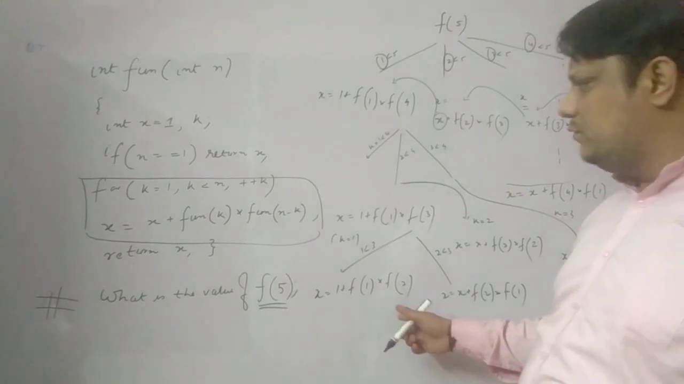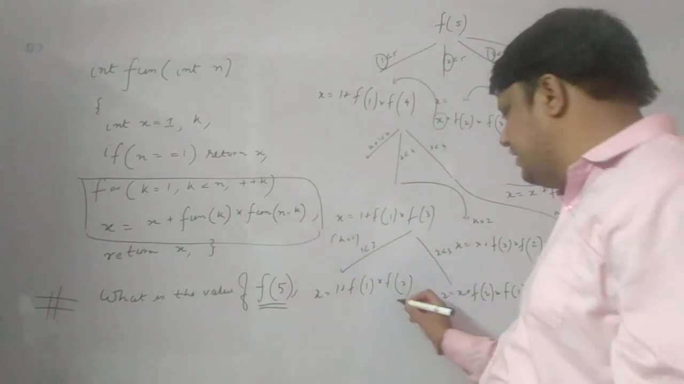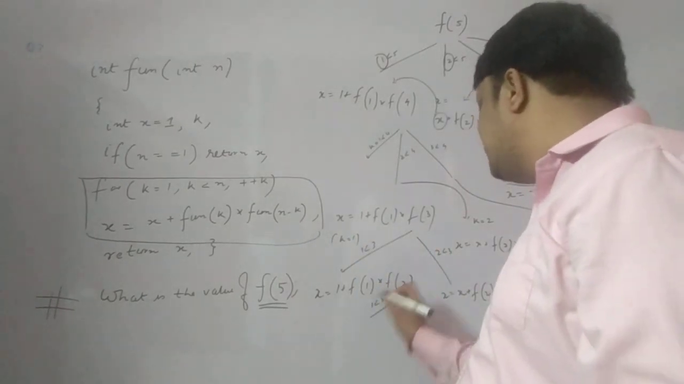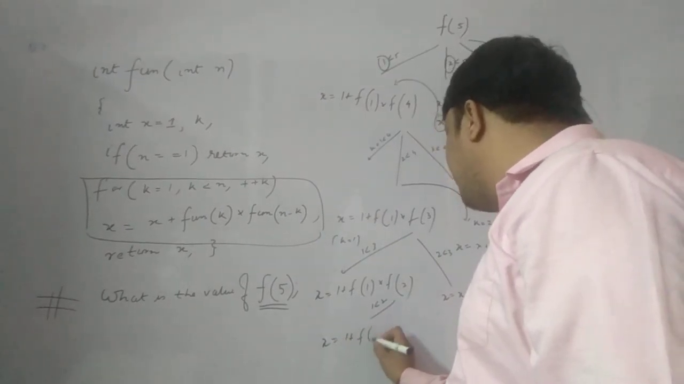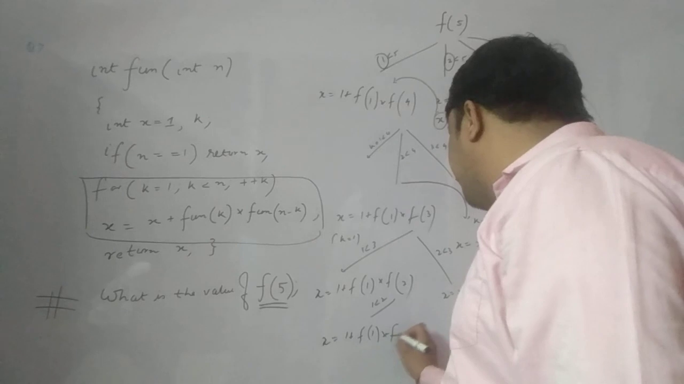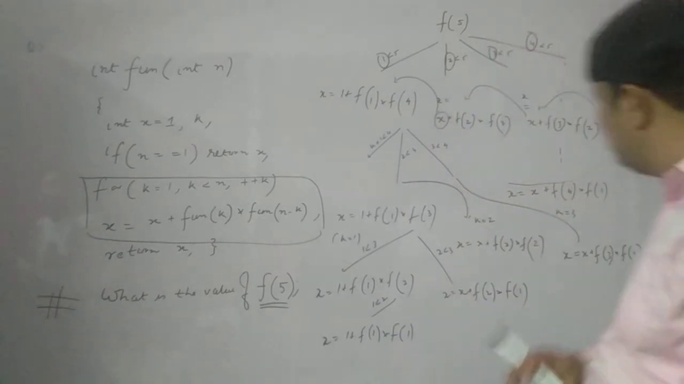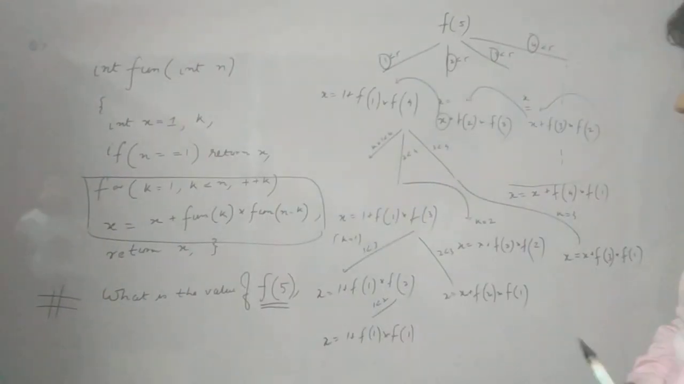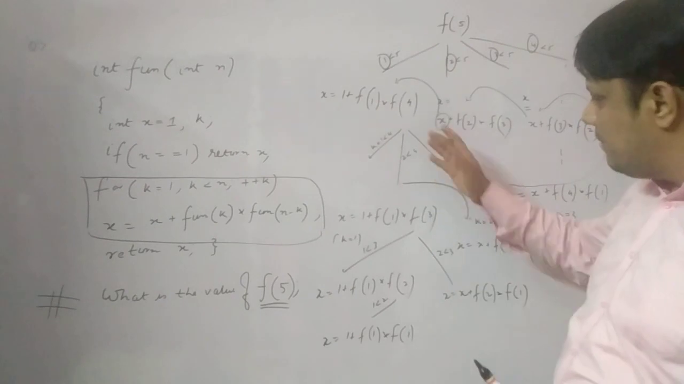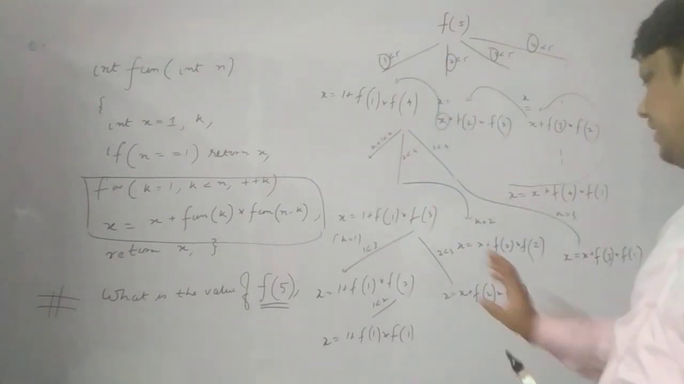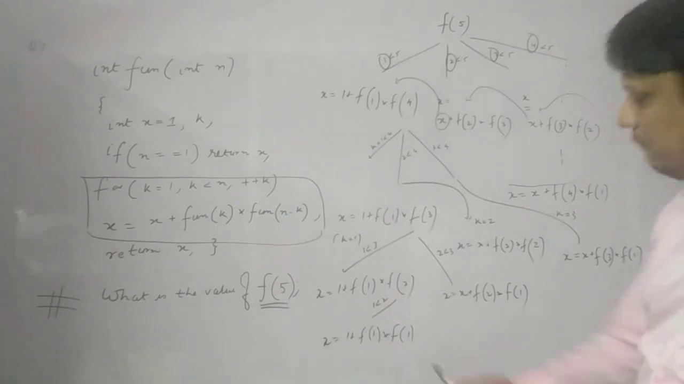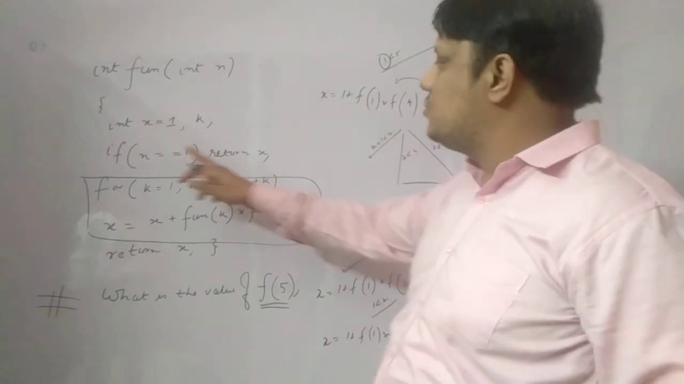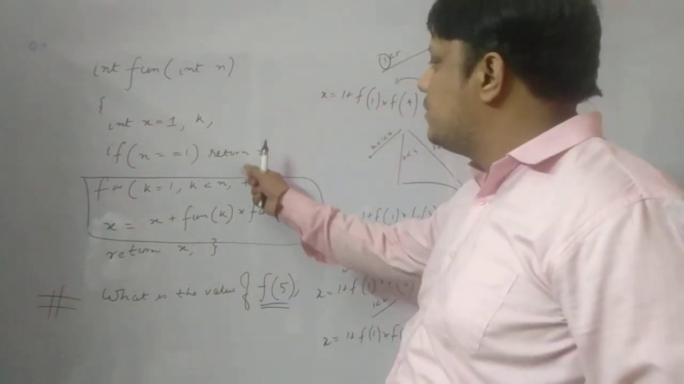Now once we solve f2, there is only one condition, 1 less than 2. We're going to solve this for 1 less than 2. So x is equal to 1 plus f1 into f1. Fine. Now for the rest of the terms, we're going to put the values we are getting from f4, f3 from this expression only, and directly put those values into all these expressions. So what is f1? When you call f1 function, n is equal to 1, so return x.